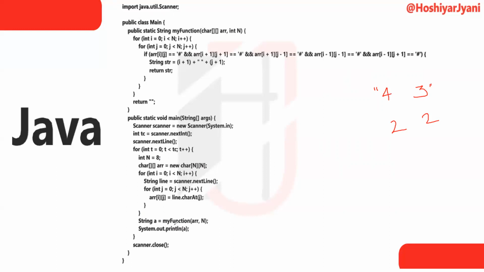So when this method returns some value, we can store it in some variable, string a, and after that we simply print the value with System.out.println, we print the value of a. And how can we get the value from myFunction, how can we search the position of the bishop? So now see, after that I am doing scanner.close for closing the Scanner class. After that guys, we are calling here myFunction with array and n.